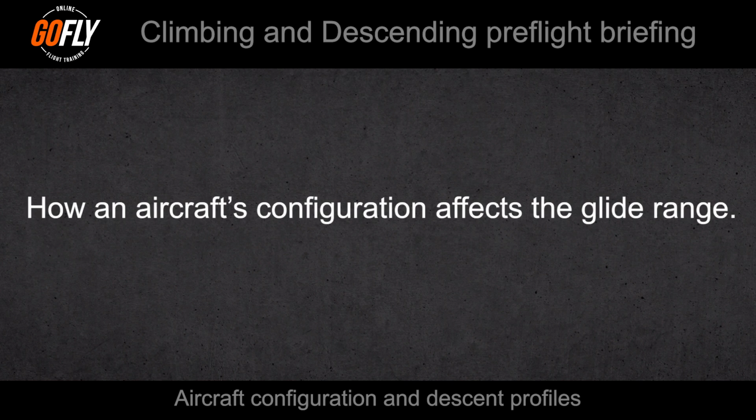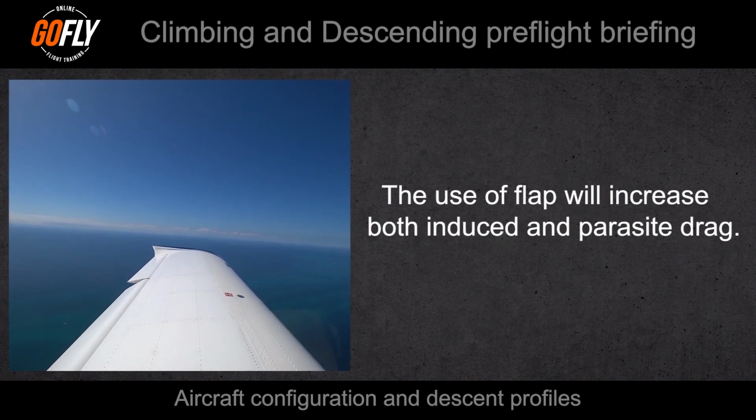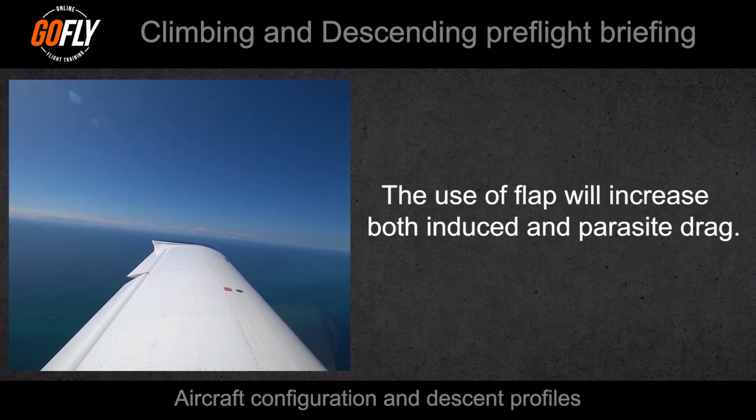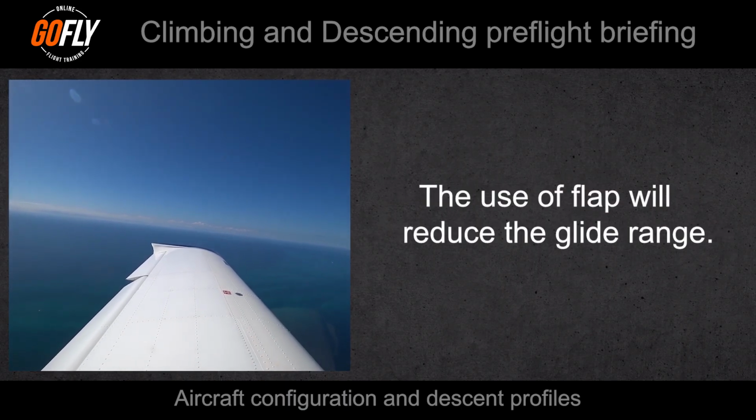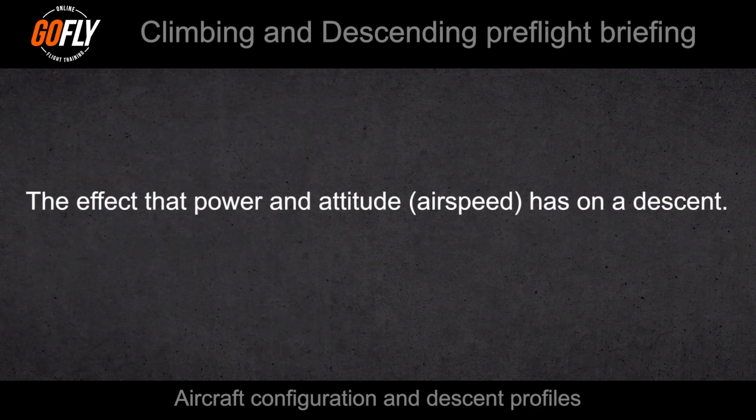Aircraft configuration also affects the aircraft glide range. If you have flaps selected, for instance, this will increase both induced drag and parasite drag. If the total drag increases, the aircraft's glide range will be reduced. The pilot can change the descent profile and range with the use of power or different airspeeds.